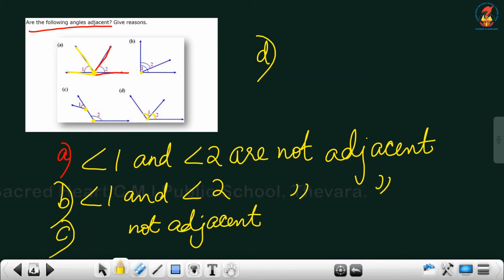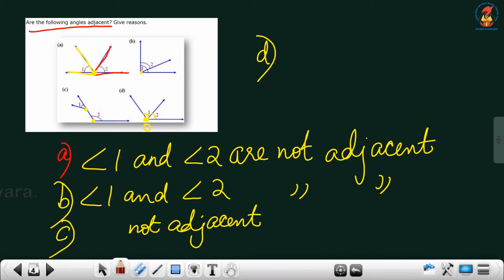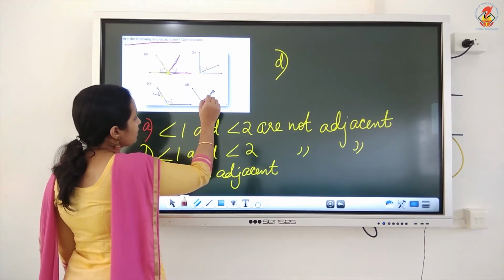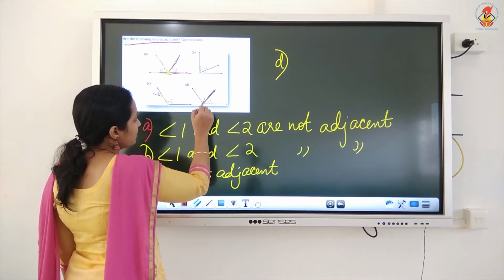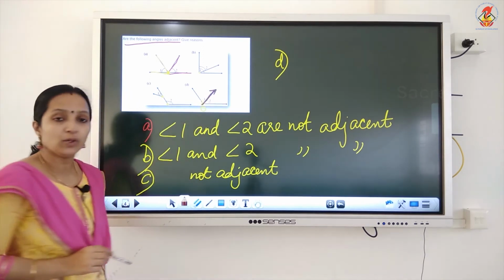These two angles have a common vertex. The common vertex is this, and we will mark it as O. Is there any common ray or common arm? This ray is common to both the angles.